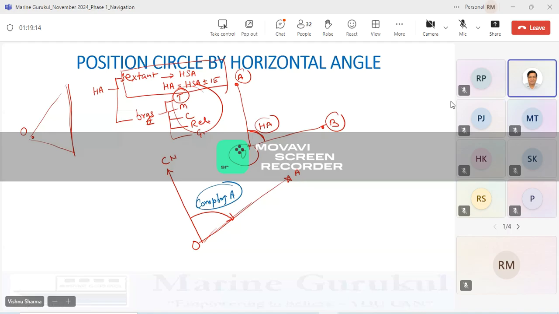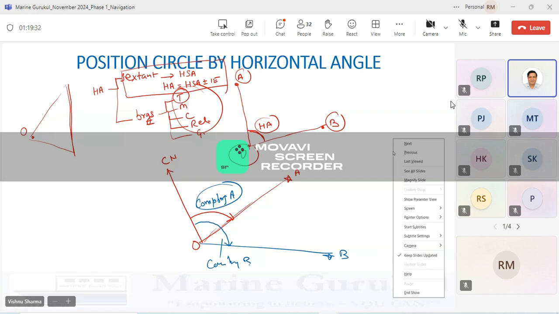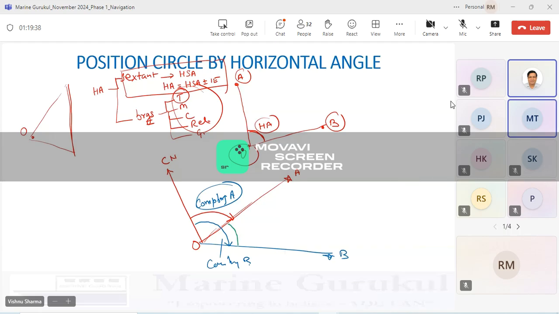Okay. Let us say here is lighthouse B. What will this angle be? This will be the compass bearing of B. Am I right? Yes or no? Yes, sir. Now, if you subtract the two bearings, one from the other, then what do you get here? You get the angle between these two. This is the horizontal angle.